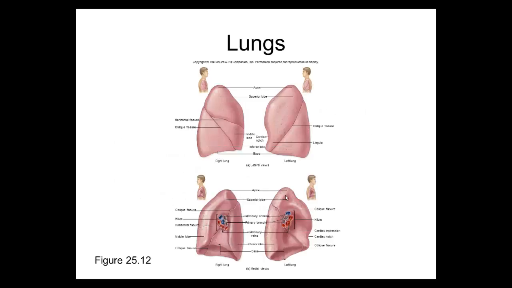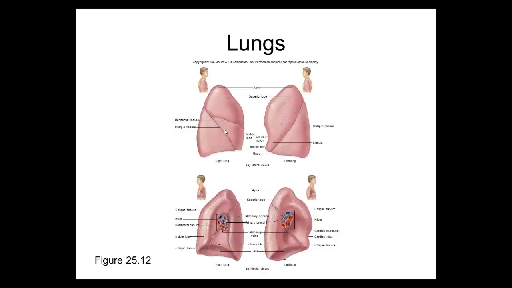So if we look here, you will see that this is the apex, this is the base, and this is what we call the costal surface, which is the surface facing the chest wall. There is also a vertebral surface, which is this area here, because there will be an indentation here from the vertebrae posteriorly. But anyhow, we will have the right and the left. The right will have three lobes.